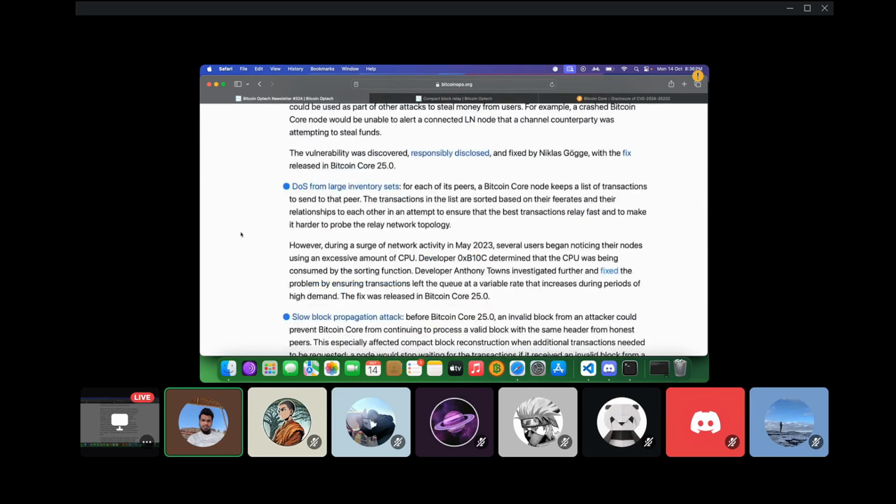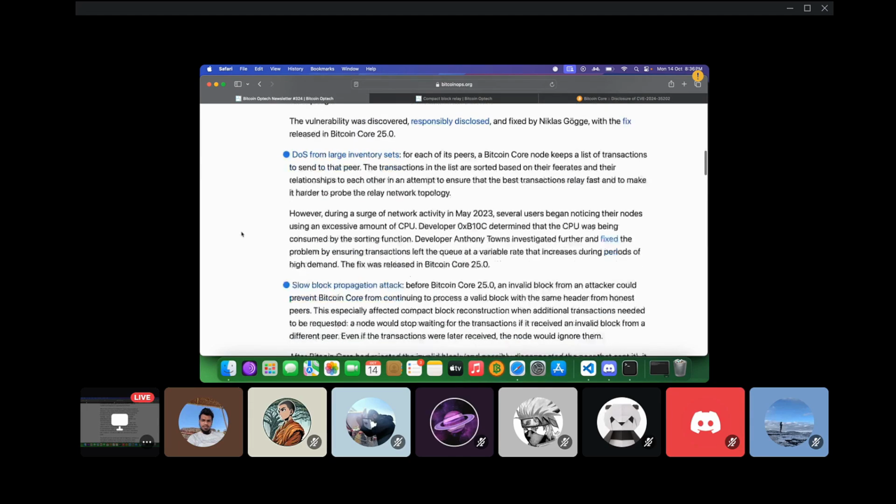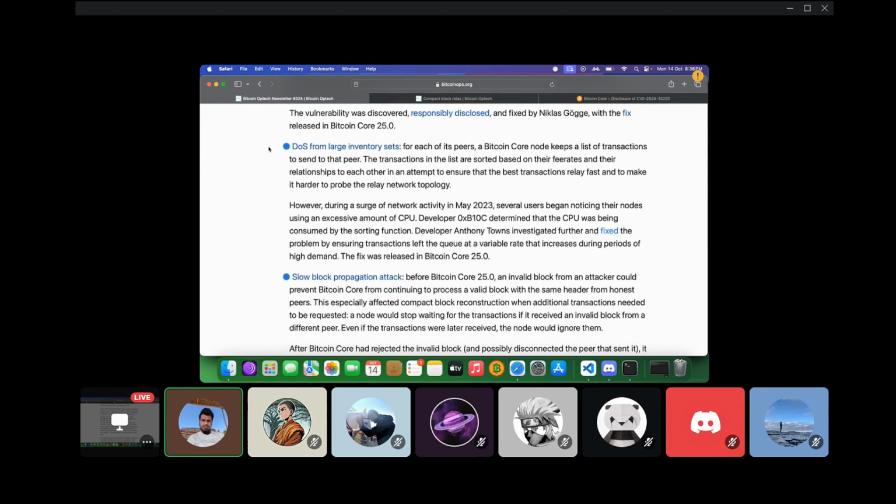Okay, let's look at what the second one is. DOS from very large inventory sets. For each of its peers, a Bitcoin Core node keeps a list of transactions to send to that peer. The transactions in the list are sorted based on their features and their relationships to each other in an attempt to ensure that the best transactions relay fast, to make it harder to probe the relay network topology.